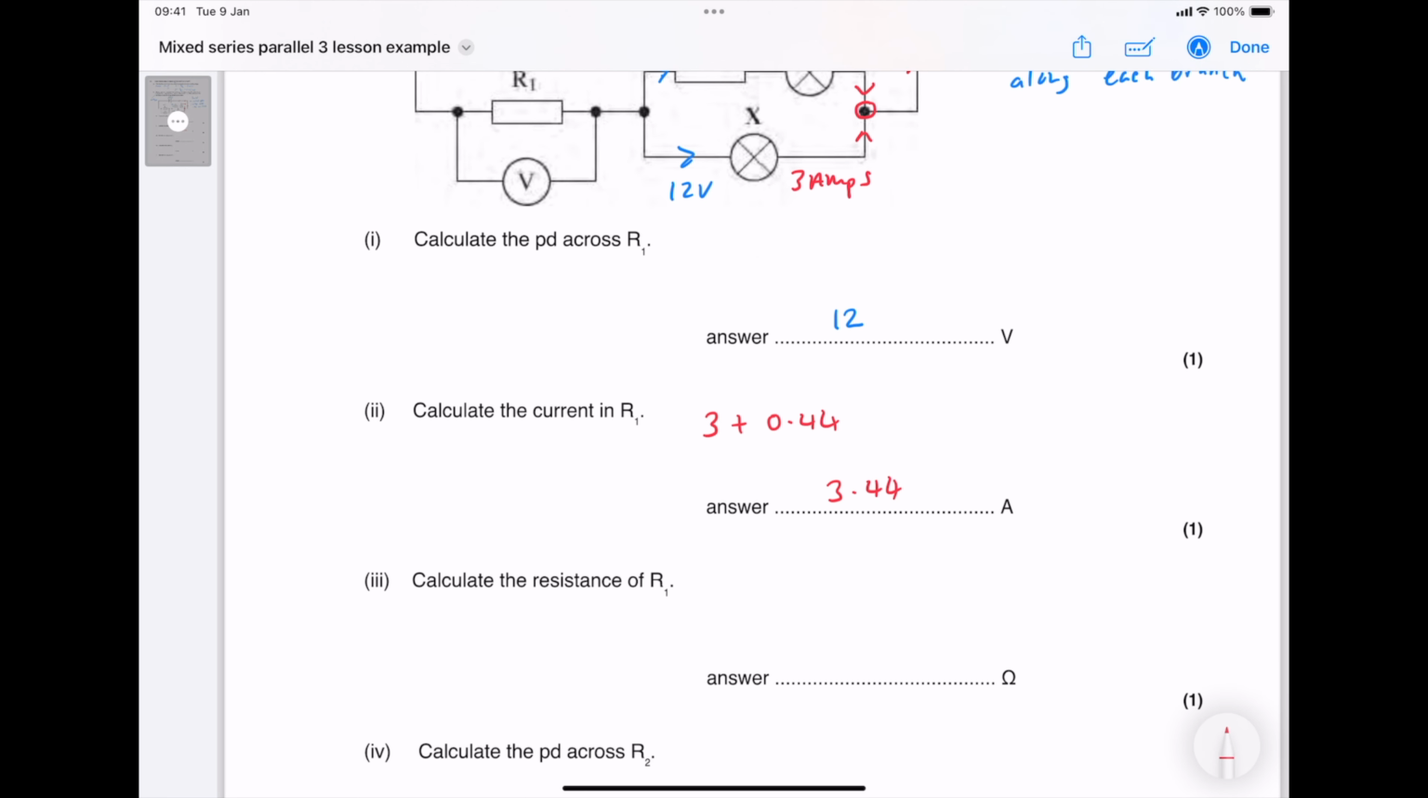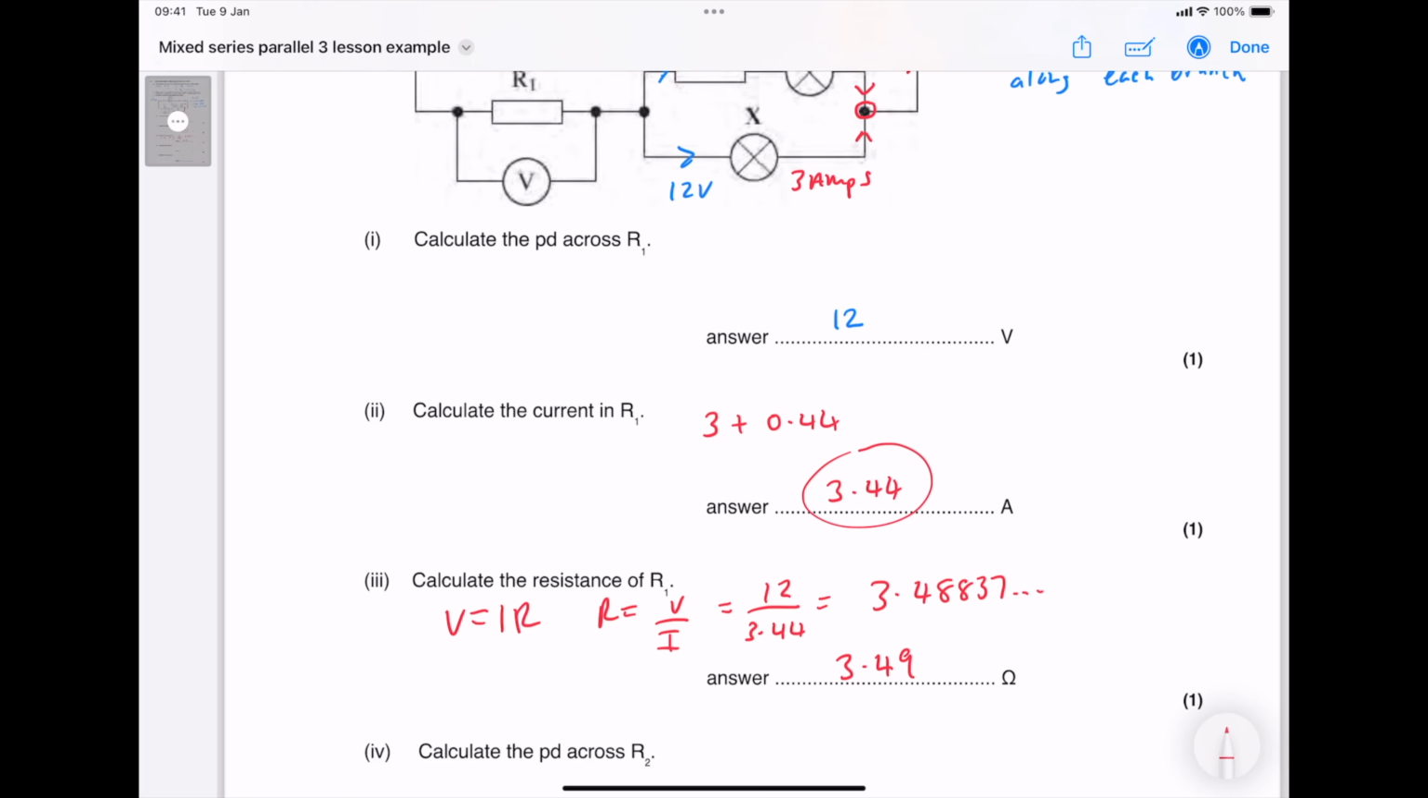We're going to be using the formula V equals IR, and then R equals V over I. The voltage along R1, we worked out earlier on, is 12. The current along R1 is the total current in the series circuit, the main circuit, which is this number. So 12 divided by 3.44. I'm just going to put the full number off the calculator, which gives us 3.48837. Rounded to 2 decimal places, that would be 3.49, or 3.5 to 1 decimal place.